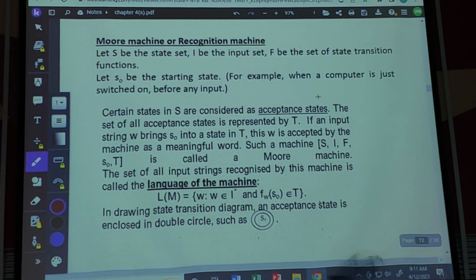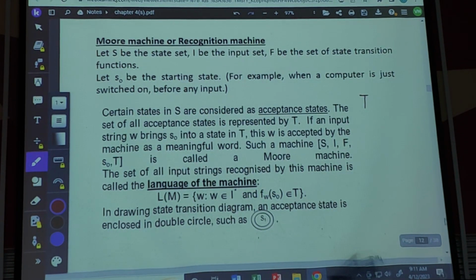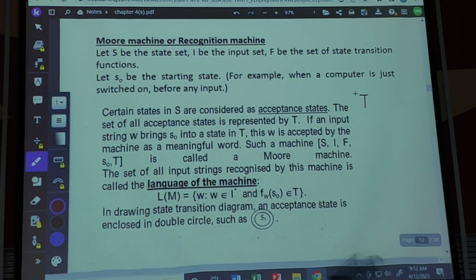Now, the symbol that we have for the acceptance state is T. In the set that we have just now, if you have a set T, it refers to the acceptance state. Okay?